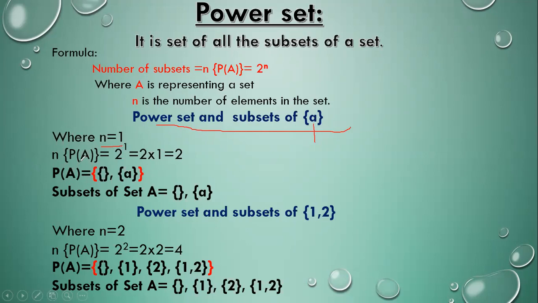So in the formula we can mention n is equal to 1. So 2 to the power 1 is 2. That means how many subsets will there be? 2. Now remember that whenever we find the power set, we have to make the curly bracket first. Why do we have to mention the power set within curly brackets? Because it is a set of all the subsets of a set, and a set must be enclosed within curly brackets. Remember this.